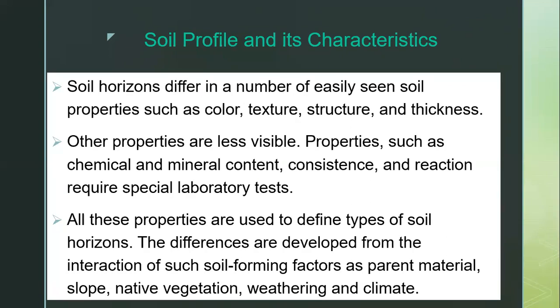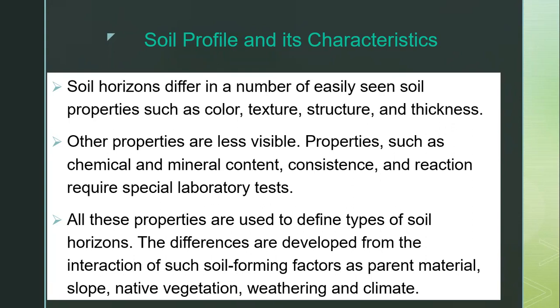Moving on. Let's see the soil profile and its various characteristics. Now, soil horizons, or just these soil layers, define a number of easily seen soil properties such as the color, texture, structure, and the thickness. So you can differentiate the various layers within the soil by simply describing and differentiating them according to their color, texture, structure, or thickness.